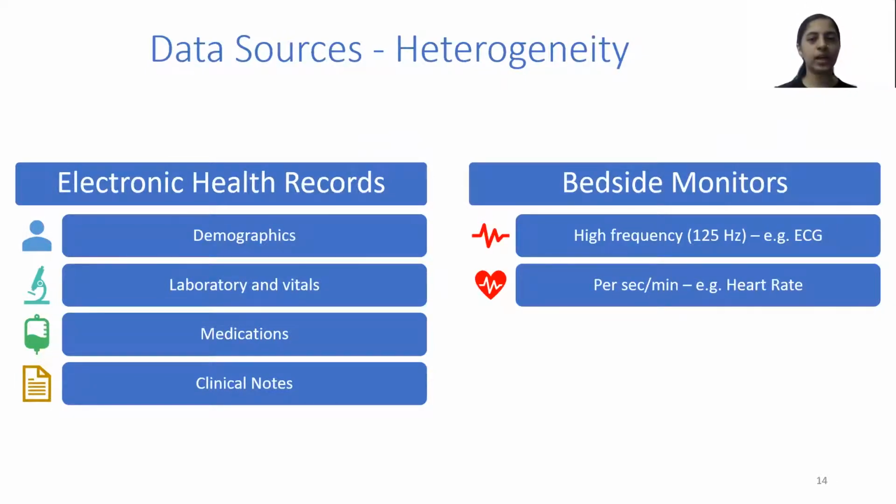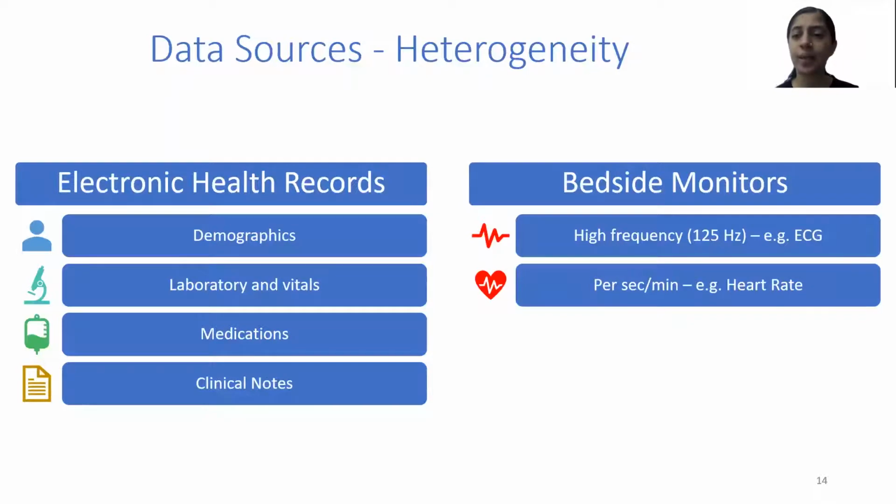Typically, we can say that the clinical data comes from two data sources. One is the electronic health records. This records many things such as demographics, laboratory results of the patients, the vitals measured by the nurses, the medications administered to the patients, as well as nursing notes taken down by the caregivers.